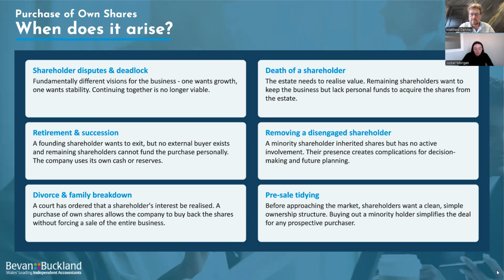We might be looking at removing somebody who's just in the share capital and doesn't have any involvement, or somebody who may have inherited those shares from somebody recently. Or we might just be tidying up the share capital in readiness for a sale, because having loads of minority shareholdings can just cause complications. In all of these cases, the company would be buying the shares back themselves rather than any of the continuing shareholders purchasing them personally. So I think Matt's now going to talk through how it works.